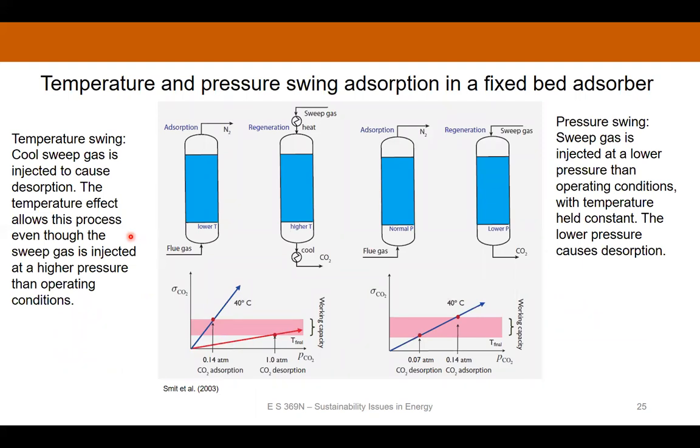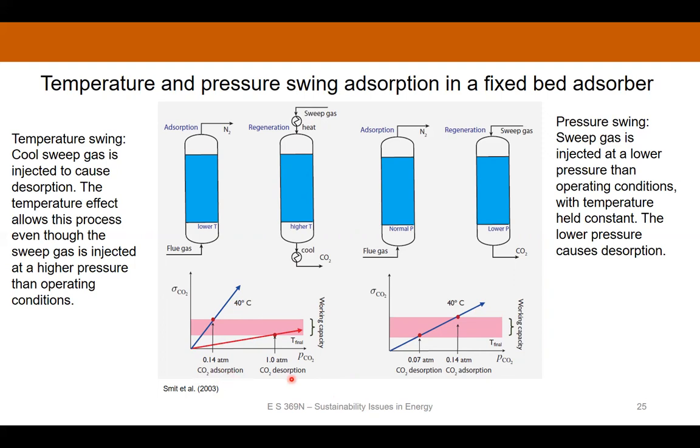One way of working with fixed bed adsorbers is a process called temperature and pressure swing. We start off with a temperature swing. When we're adsorbing here, so here's our fixed bed column, we want to sweep out the CO2. So we sweep with a cooled gas. This allows us to inject at a higher pressure than what we were initially working at. So it pushes out the CO2, but because we're working with a cooled gas, due to that temperature effect we just talked about, it causes the CO2 to desorb.